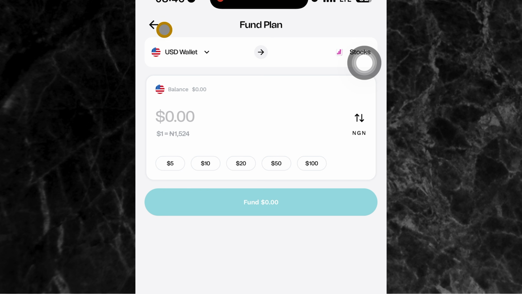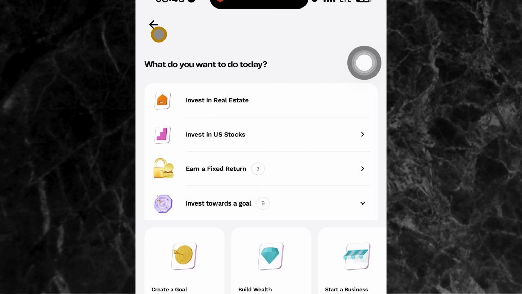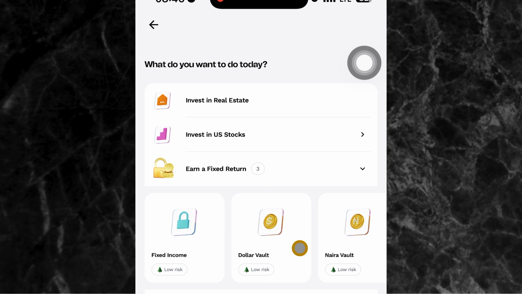Now that you've seen that, let's go back and check out the other investments we have. The next one is where you earn a fixed return. For this one, they are giving you a fixed return, so it is not debatable. It is a particular amount of returns that they are giving you every year. If you click on this one, you have 3 different investments under it. You have fixed income, you have dollar vault, and you have naira vault.